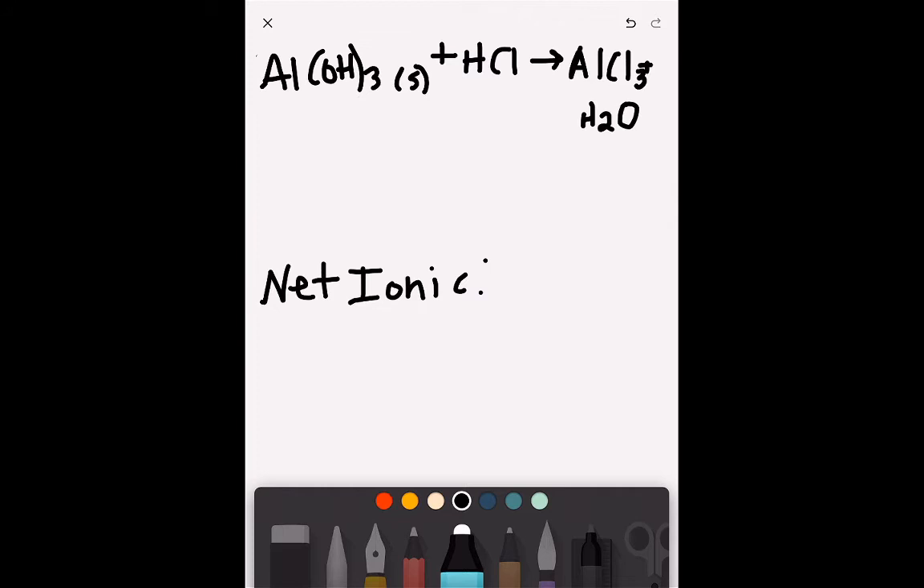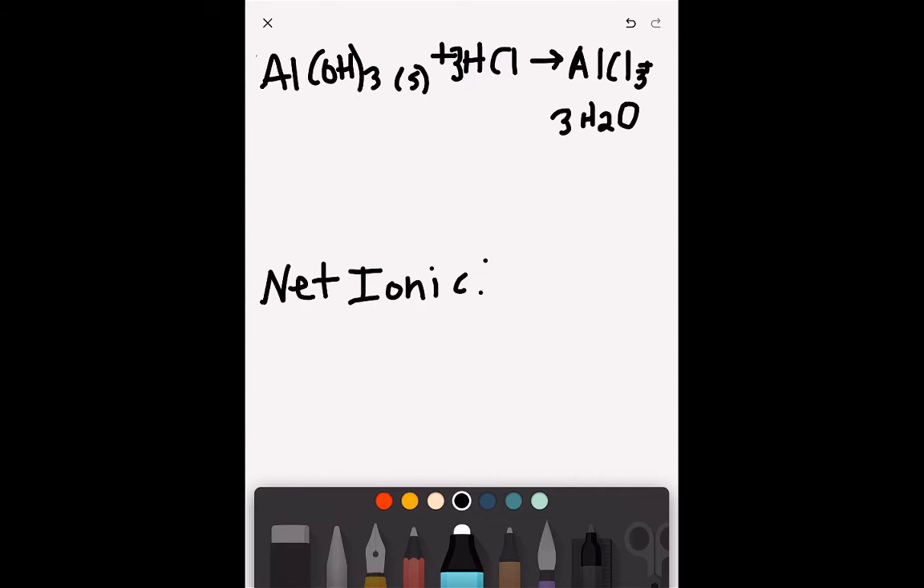So now that we have written the correct formulas for our products, we predicted our products, now we need to balance this equation. All right, so to balance this equation, it looks like we're going to have to put a 3 here and a 3 here. So don't forget to predict the products, write the correct formula for the salt when you predict the product. This is a double replacement reaction, and then don't forget to balance the equation.